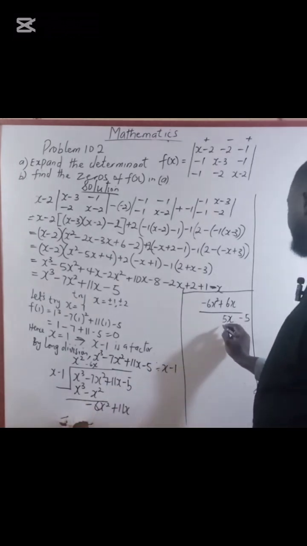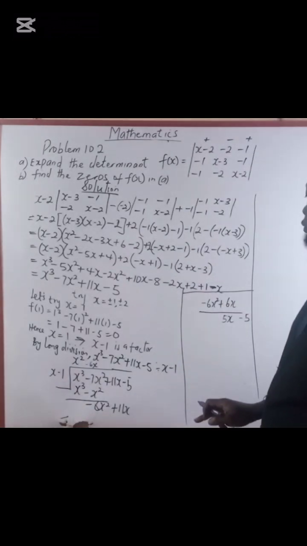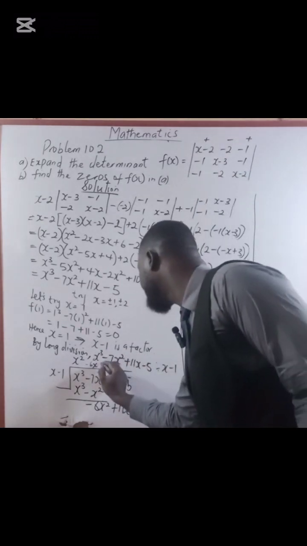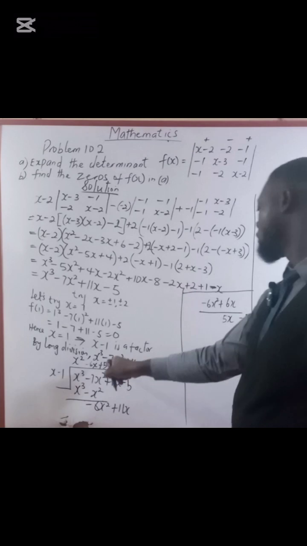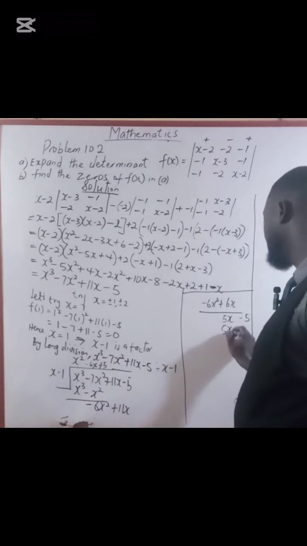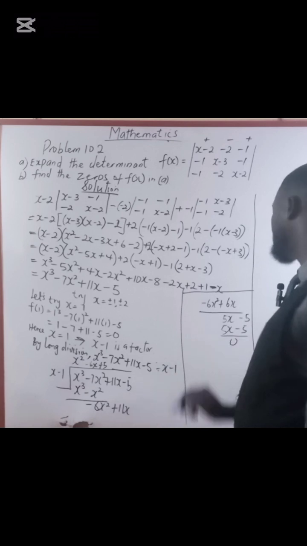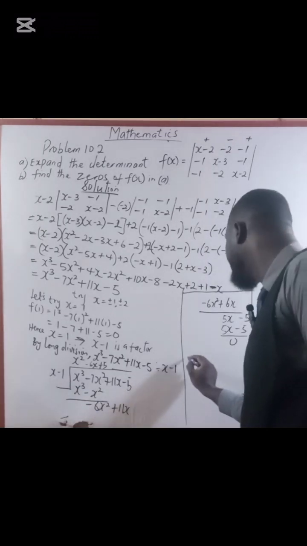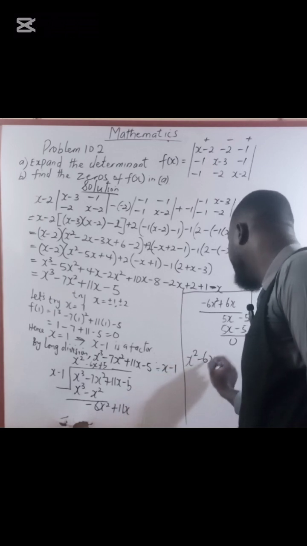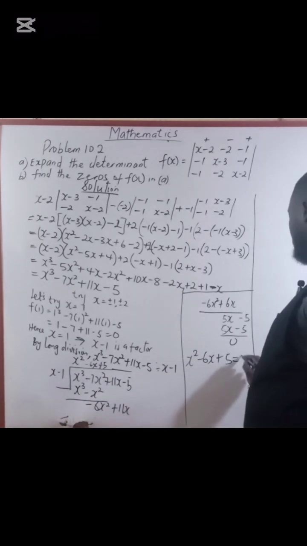So here now we'll go again. 5x divided by x will have 5, so I have plus 5 here. Plus 5 is the value. So 5 times this will have 5x, and 5 times minus 1 gives minus 5, and subtracting will give you 0. So we are able to get the remainder as 0. It means that we now have x squared minus 6x plus 5. That is now our expression equal to 0.